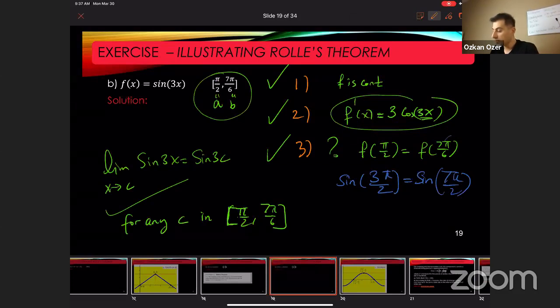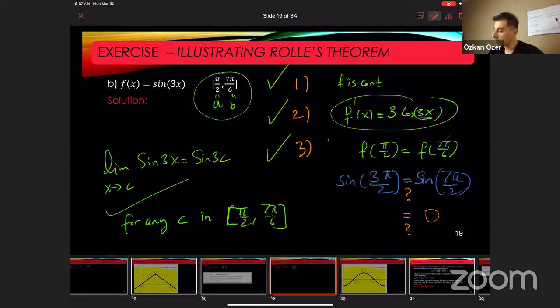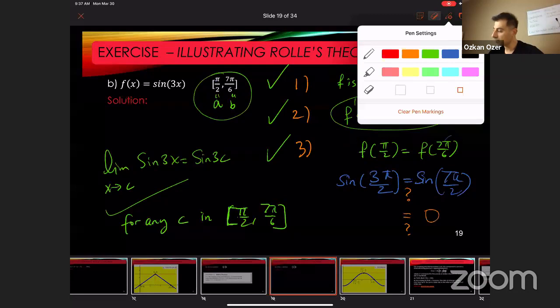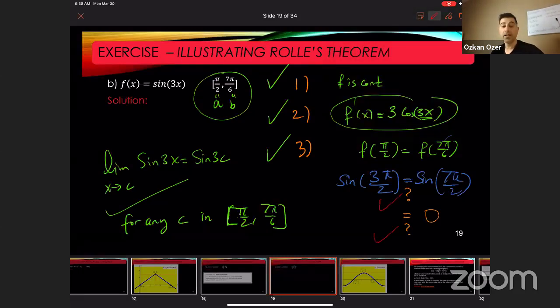So the question mark here and another question mark, are these guys all equal to 0? Can you use your calculator and simply verify that sine 3 pi over 2 and sine 7 pi over 2 spit out the value 0? Just use your calculator, convince yourself, and there you go. So all 3 conditions are satisfied. Check mark, check mark.